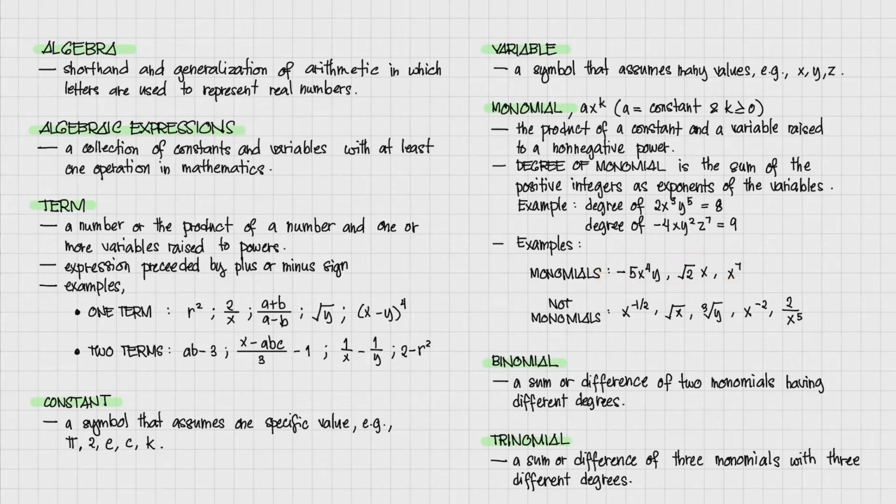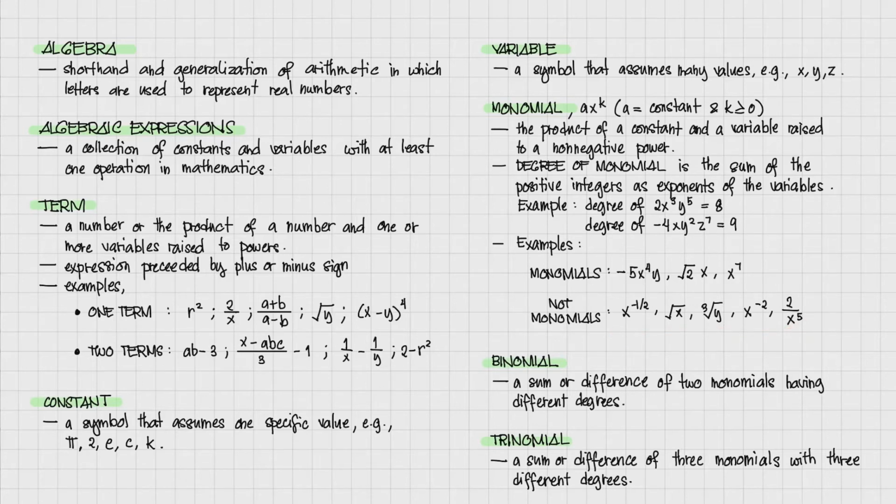Now, the next examples are terms that are not monomials. So you have x raised to negative 1/2. You get square root of x. You get cube root of y. You get x raised to negative 2. You get 2 divided by x raised to 5. So, these are terms that are not monomials.